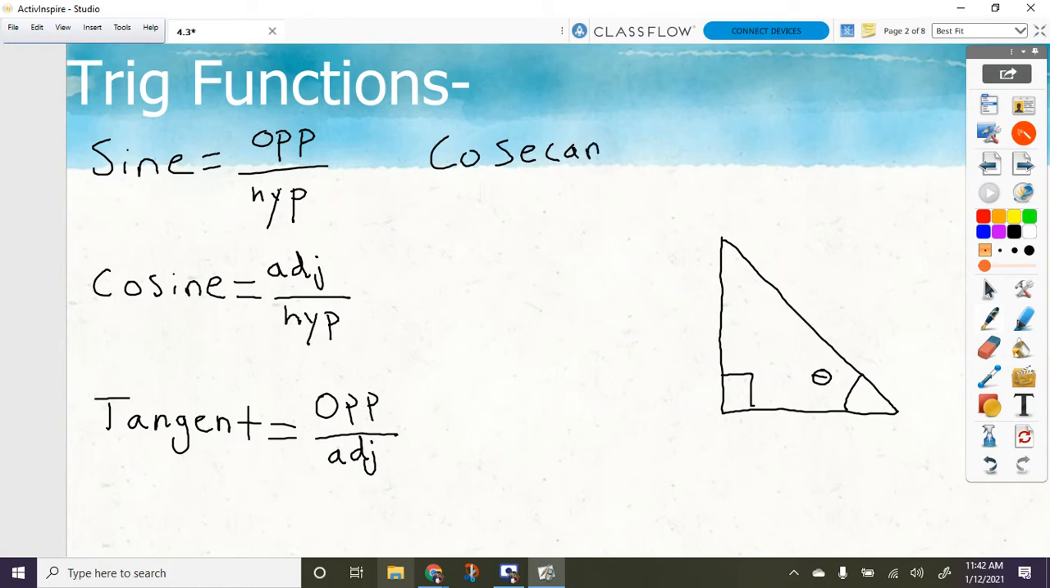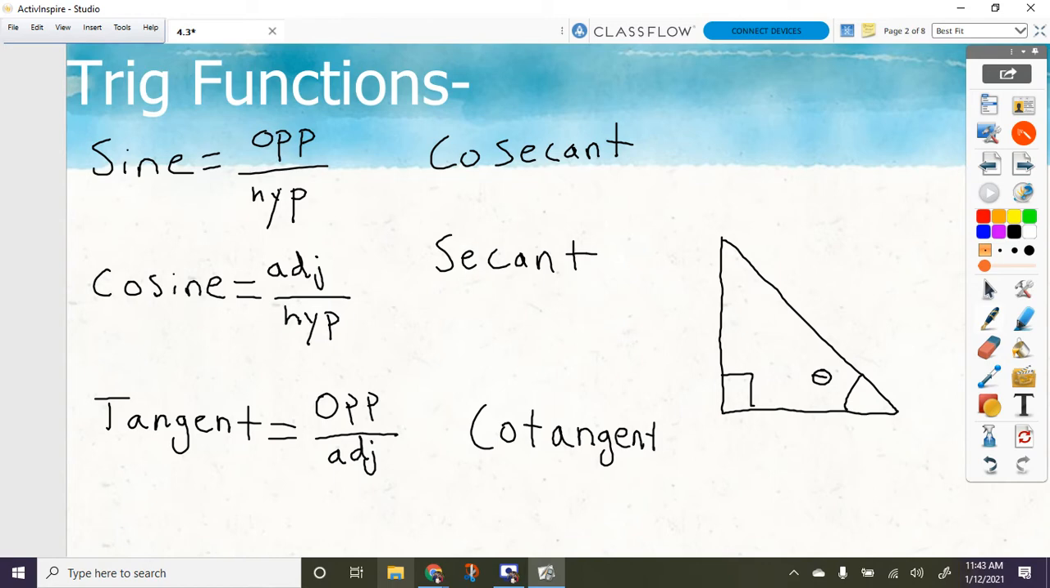So then our three new functions are going to be cosecant, secant, and cotangent. And these are actually the reciprocals of our three main trig functions. What is a reciprocal? Yes, so it's the flip or the reverse fraction, yes?